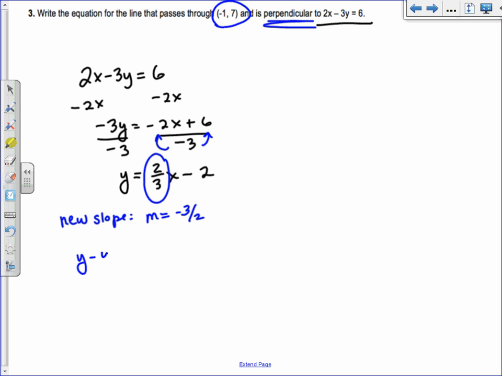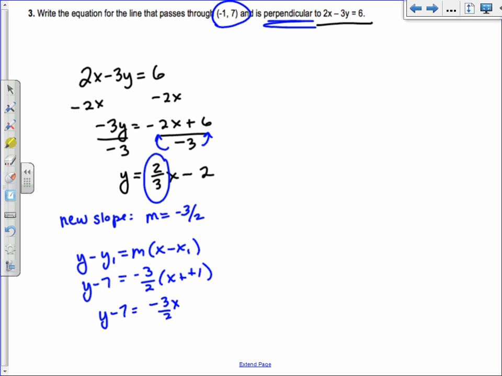So I'm going to have y minus y1 equals m times x minus x1. So I have -3 over 2 times x minus a -1, so x plus 1, really. Y minus 7. So I have y minus 7 equals -3 over 2 x. Like I said, this all becomes plus 1. So 1 times -3 over 2 is -3 over 2 still. All right, and then we have to add this 7.